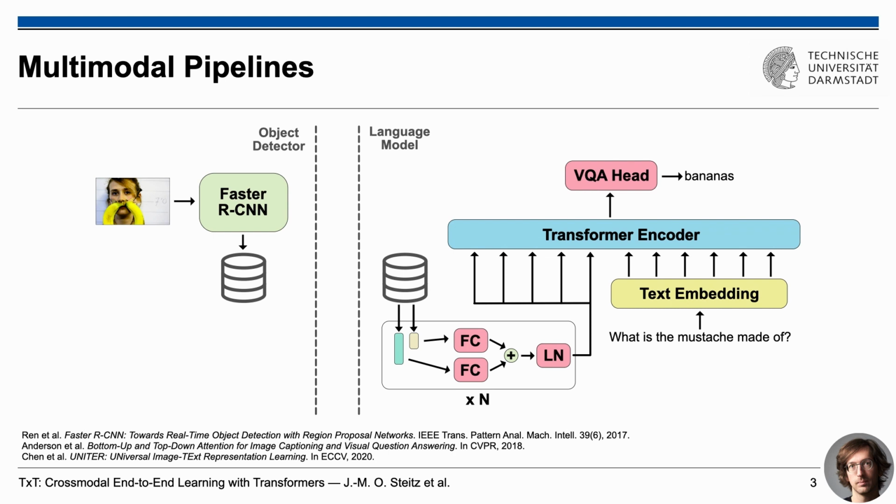Most recent language models leverage the omnipresent transformer architecture and are trained as encoders predominantly with masked language modeling objectives. Multimodal learning is then achieved by combining textual and visual representations to learn a shared multimodal space, in our case to solve a visual question answering task.